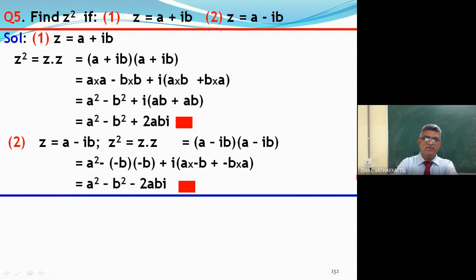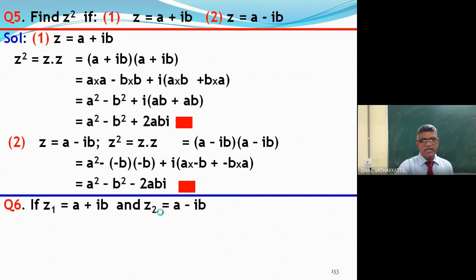I will ask you to remember later, but now we can look at (A plus iB) the whole squared and (A minus iB) the whole squared. (A plus iB) into (A plus iB) is A squared minus B squared plus 2ABi, and (A minus iB) the whole squared is A squared minus B squared minus 2ABi.